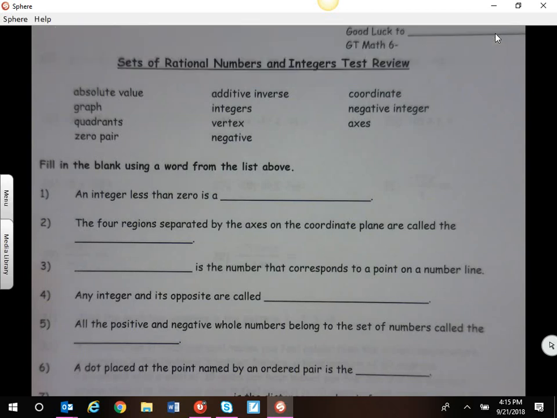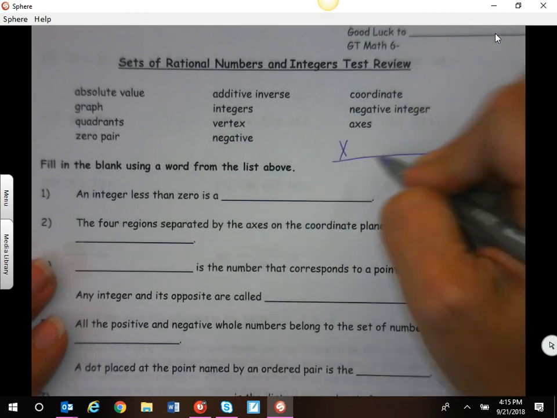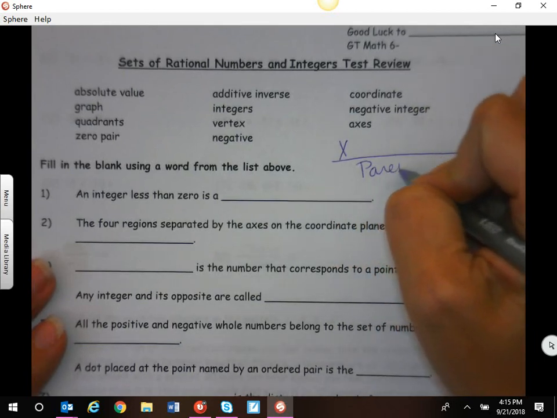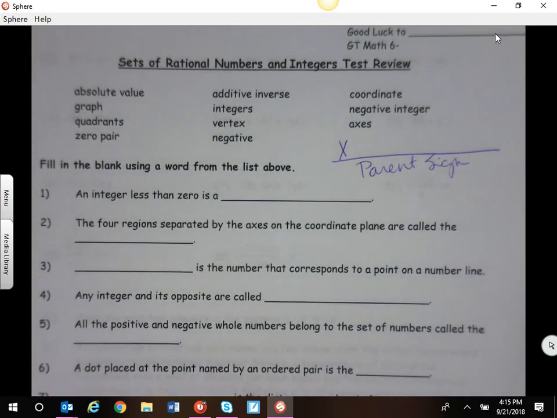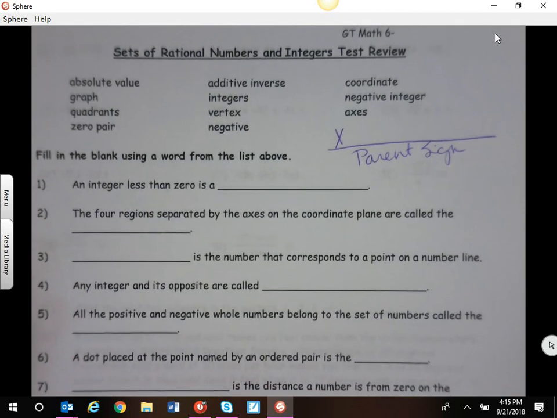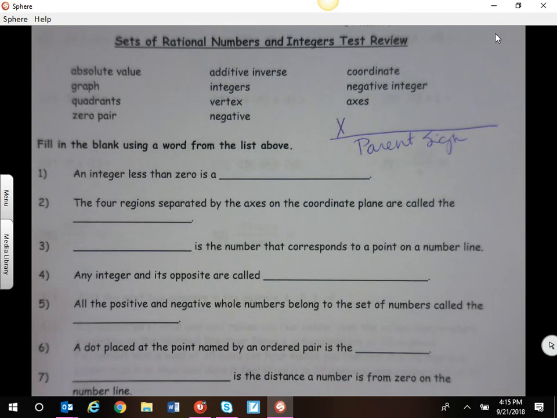Alright guys, so we are going to have our test on Monday. Make sure that you study. Make sure you get a parent signature. You will be permitted to use your purple integer rule card on the test. I will have it projected on the big screen for you.